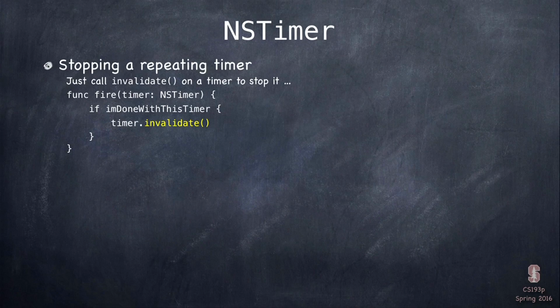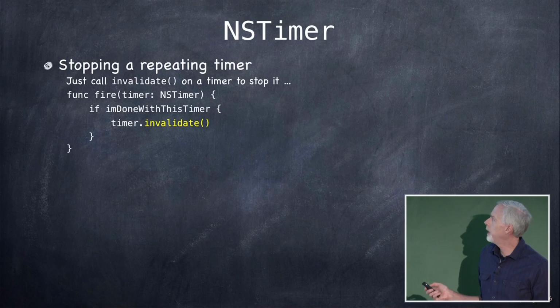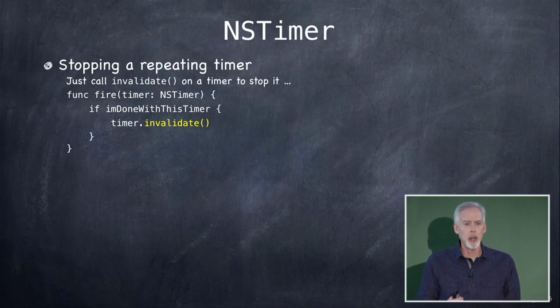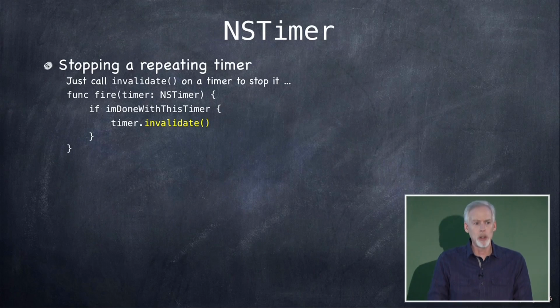Okay? Now, what if you have a repeating timer and you want to stop it? How do you do that? You call this method on the timer called invalidate. Now, a little bit of a warning, if you call invalidate on a timer, that timer is no longer valid, and you should not do anything with it. You can't restart it, really. There's nothing you can do with it.